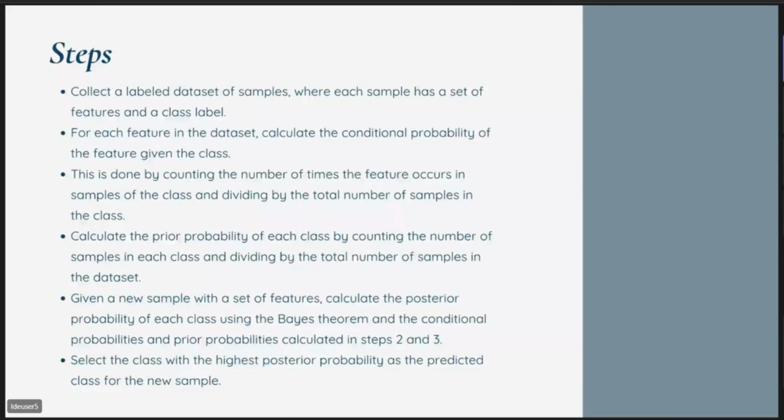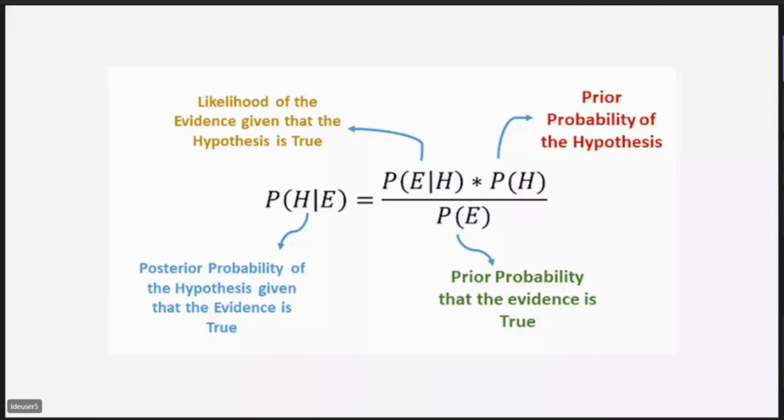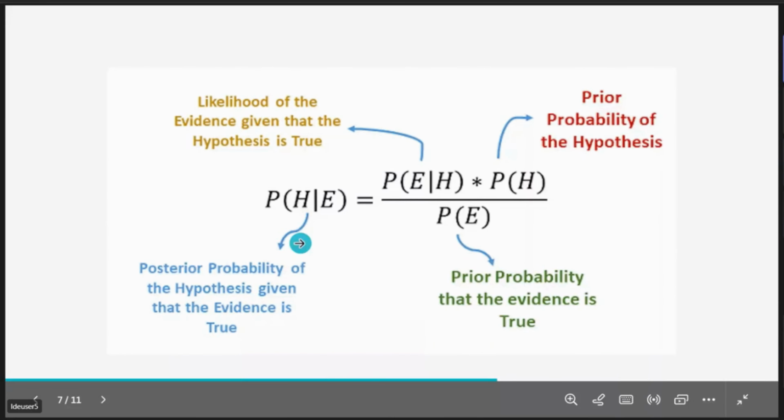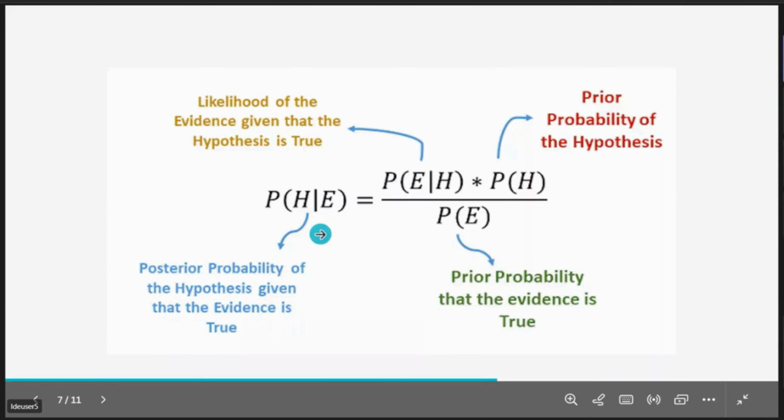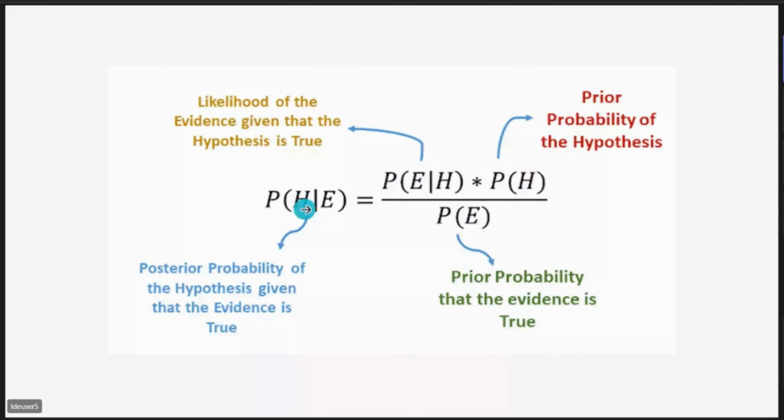So this is the Bayes theorem formula. P of H given E equals P of E given H into P of H by P of E. So what is this term P of H given E? It is the posterior probability of the hypothesis given that the evidence is true. Hypothesis is whatever feature you're going to test, given that this toss is going to be true, or given that this toss is going to be false.